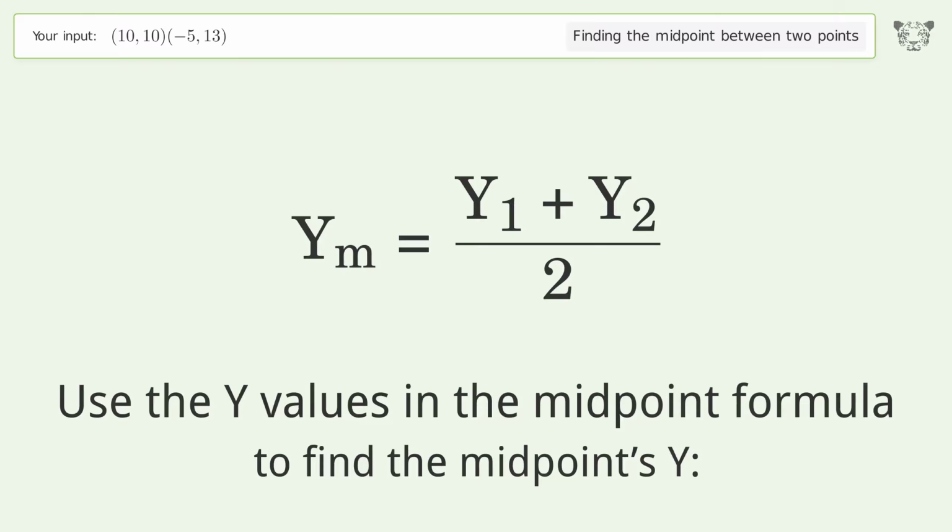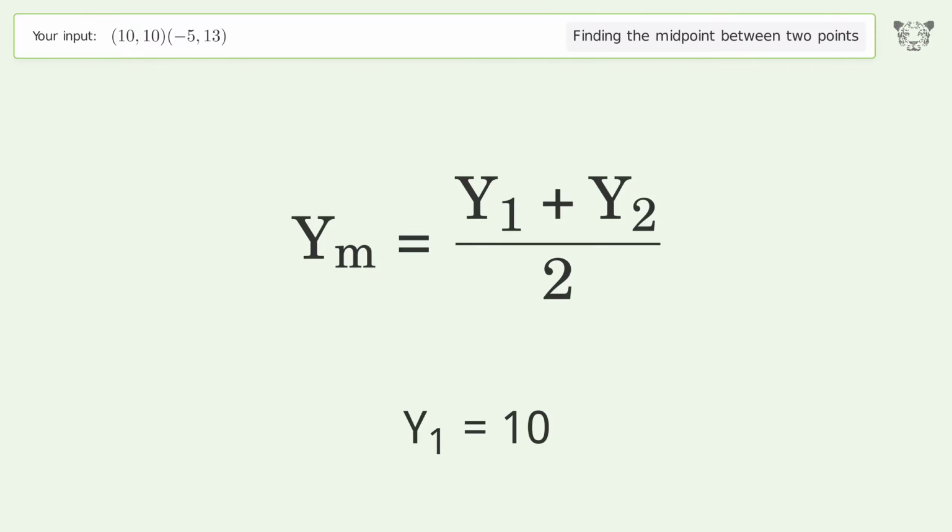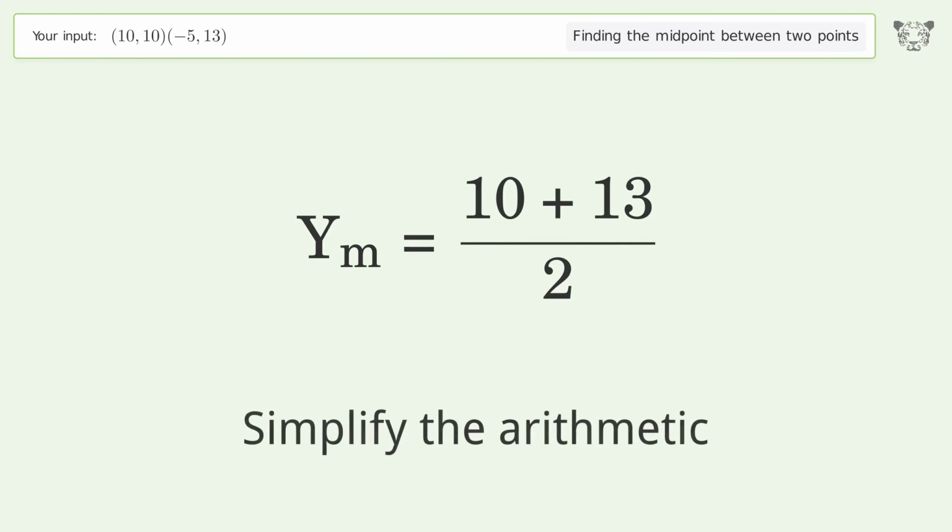Use the y values in the midpoint formula to find the midpoint's y. y1 equals 10. y2 equals 13. Simplify the arithmetic.